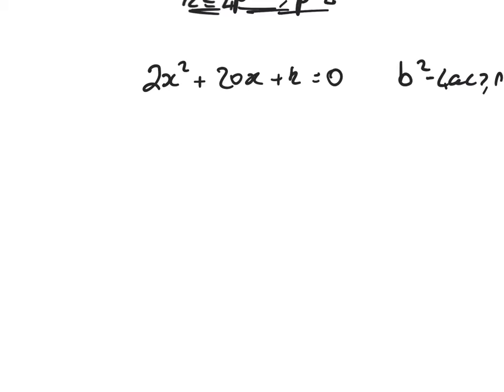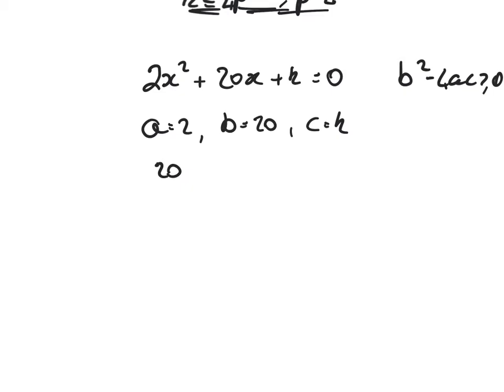Okay, next one. 2x squared plus 20x plus k is equal to 0. And again, it's to find k when each equation has got real roots. So real roots occurs when the discriminant is greater than or equal to 0. So a is equal to 2, b is equal to 20, c is equal to k.